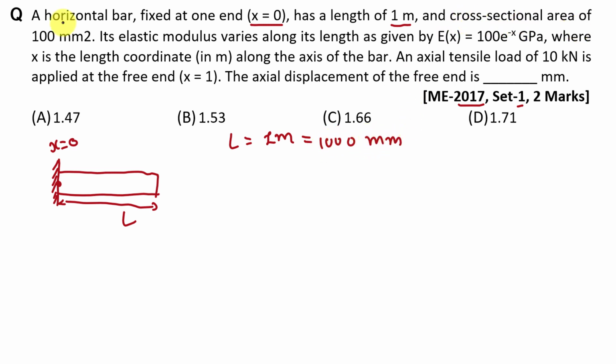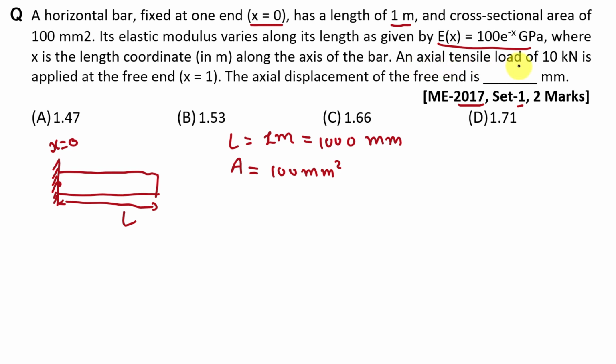The cross-sectional area of 100 mm square, means capital A is 100 mm square. Its elastic modulus varies along its length as given by E of x is equal to 100 into e raised to minus x gigapascal. Means here Young's modulus is a function of x, means it is a function of the length of this bar. Fine. Where x is the length coordinate in meter along the axis of the bar.